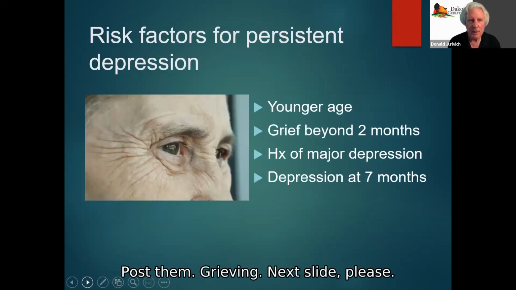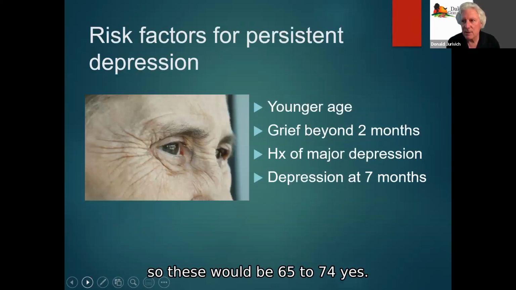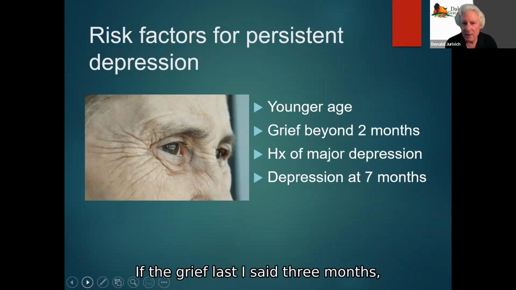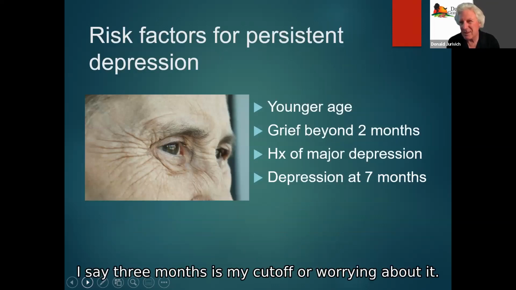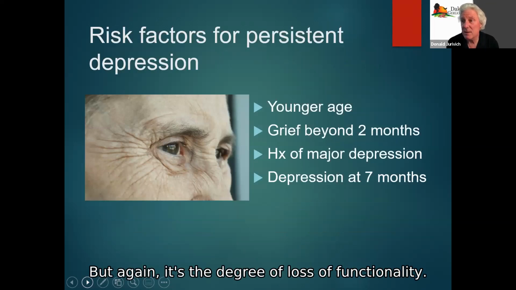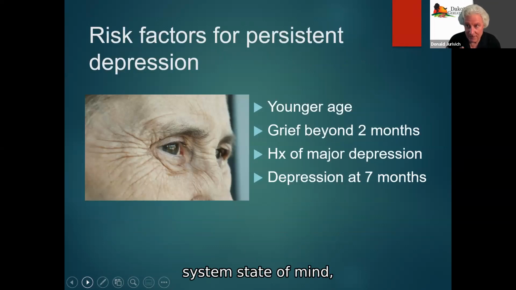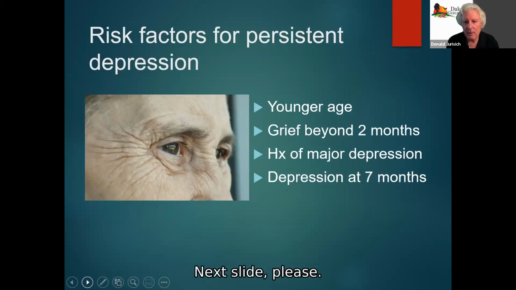Next slide, please. So the persistent depression occurs in the young old. So these would be 65 to 74-ish type individuals. If the grief lasts, I said 3 months, I still use 3 months clinically. So when I teach my geriatric fellows, I say 3 months is kind of my cutoff for worrying about it. But again, it's the degree of loss of functionality. If they're in a very deep vegetative state of mind, then there is likely to need to be more aggressive intervention. Next slide, please.